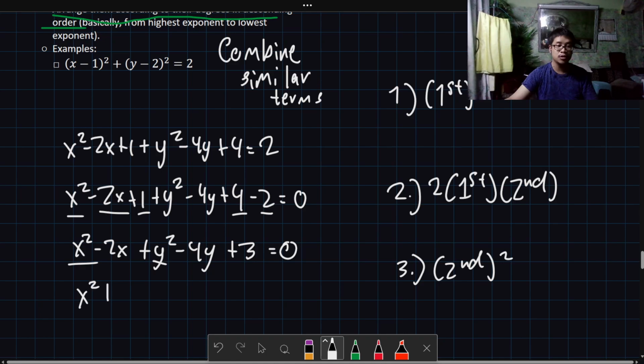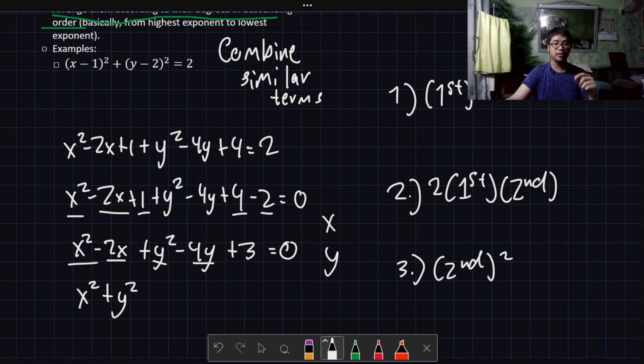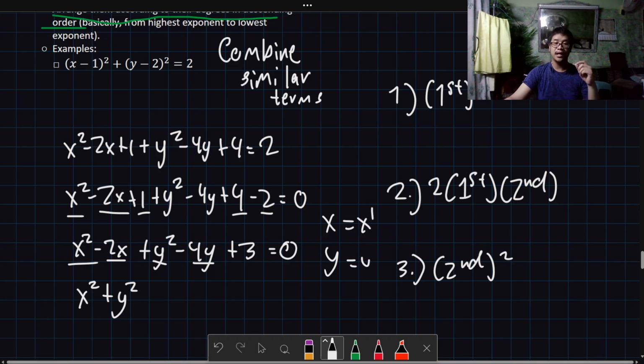So we have x squared plus y squared. Next, we will have negative 2x and 4y. Why? If you just see x and y, according to the identity property of equality, x is just the same as x raised to 1. y is just the same as y raised to 1. So therefore, they should be in the second place. So we have negative 2x minus 4y, all right?